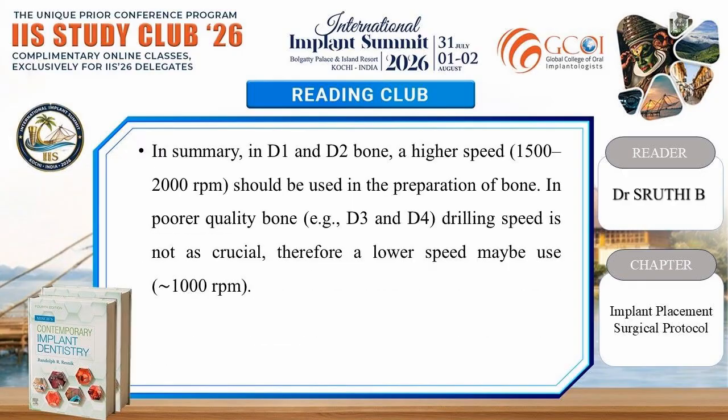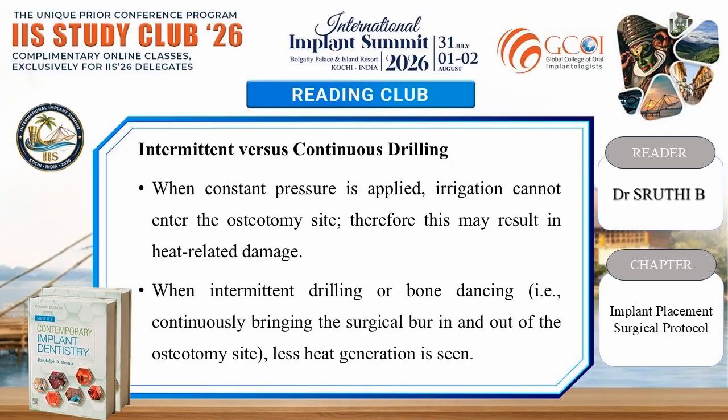In summary, in D1 and D2 bone, a higher speed, that is 1500 to 2000 rpm, should be used in the preparation of bone. In poorer quality bone, for example D3 and D4, drilling speed is not as crucial. Therefore, a lower speed may be used, that is approximately 1000 rpm.